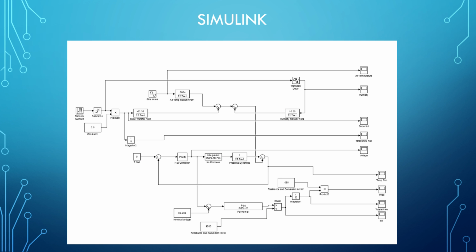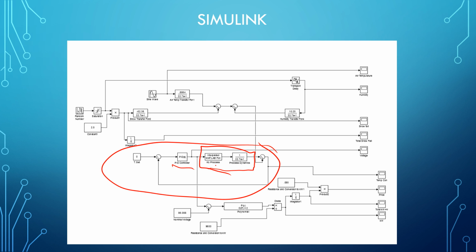As you see here, this is our Simulink program, and right here is our process. We have a PID controller here, and here we have a nonlinear transfer function. We had to use a MATLAB function where the voltage was multiplied by itself, by the change of voltage, and by 2, which gave us the gain. This then gave us the dynamics of the process.